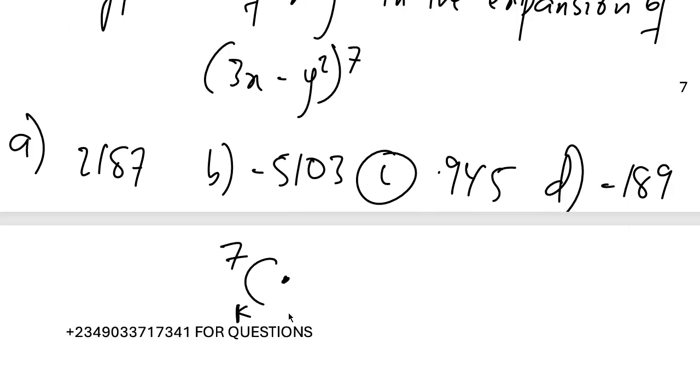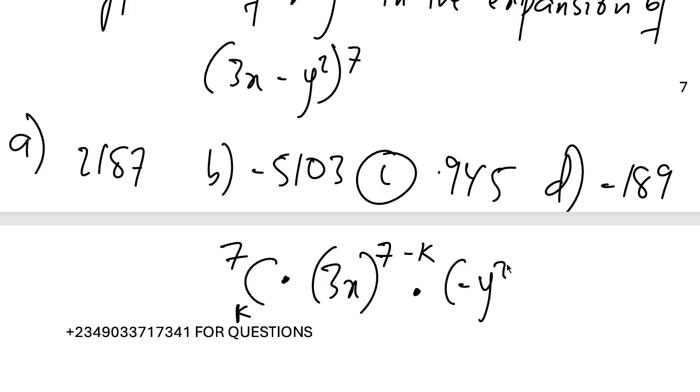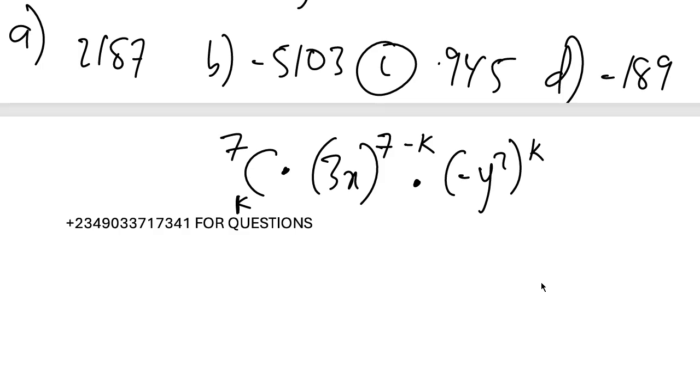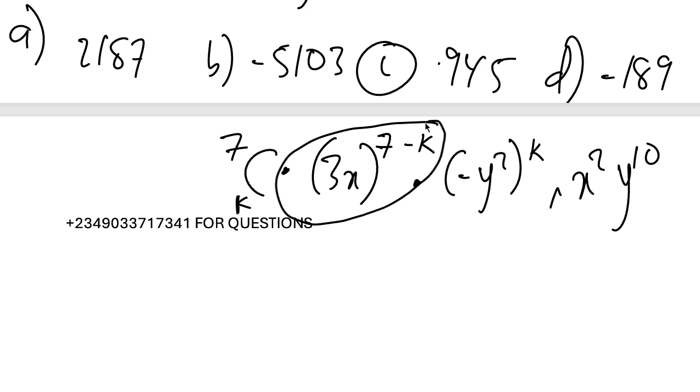So n, 7 combination k, 3x to the power what? 7 minus k, multiplied by what? Negative y squared to the power what? K. Do you understand? So once you get from x, your goal is what? x squared y 10. You don't even need to come to this side. If you come from either way, you still get it, but doing both of them, you're just wasting your time because everything will still give you the same answer.